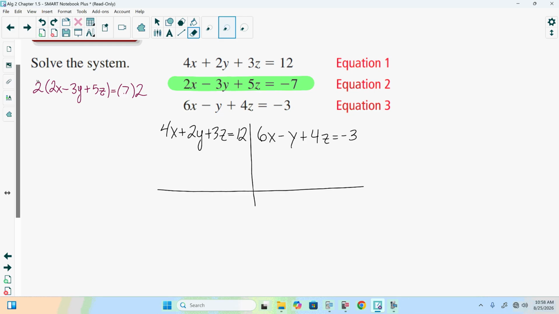So if we do this multiplication, 2 times 2x is 4x. 2 times negative 3y is negative 6y. 2 times 5z is plus 10z is equal to negative 7 times 2 would be negative 14. We're going to put it right underneath that equation.